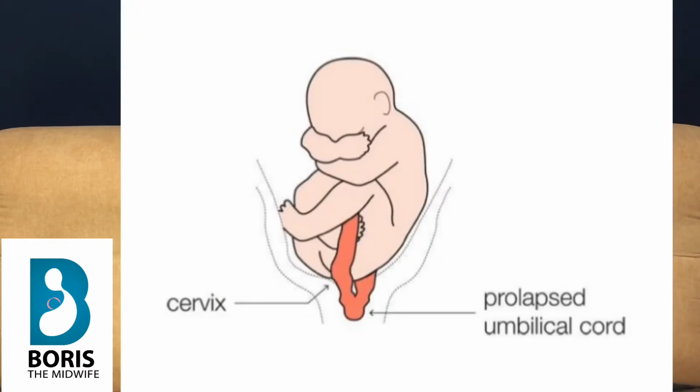So what is umbilical cord prolapse? Umbilical cord prolapse occurs when the umbilical cord descends through the cervix alongside the presenting part of the fetus or below the presenting part of the fetus in the pelvis. And this normally occurs with the presence of rupture of membranes. When this occurs when the membranes are intact, this is not considered an umbilical cord prolapse. This will be considered a cord presentation.